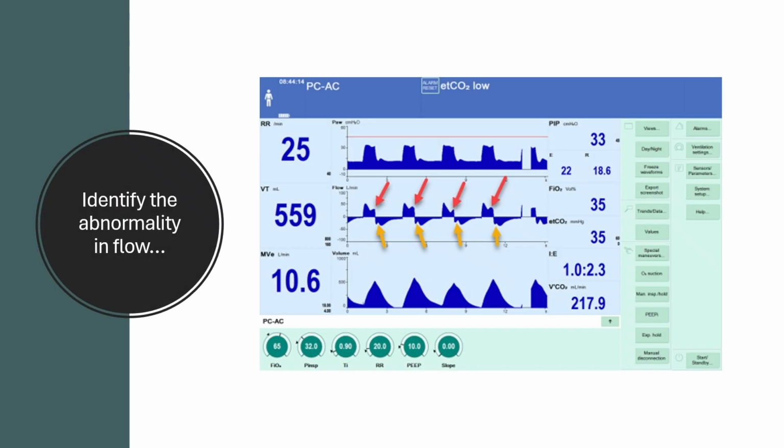Alright. Identify the abnormality in flow here. So there is an issue in both inspiration and expiration, as you can see by the arrows. Okay, so the upward and downward flows both have some issue. The patient is on pressure control mode, but there is no patient triggering, no negative deflection at the start of inspiration. As you can see in the pressure-time scalar, there is no negative deflection, so there is no patient triggering.